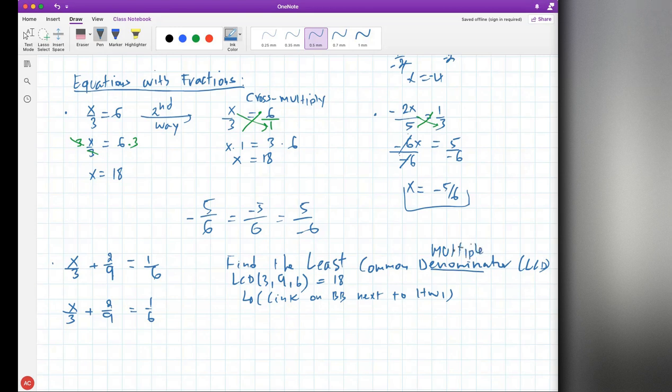Okay, so it's different. We need some number that we could divide all these numbers, right? The number that can be divided by all of these, or all these can go into. So again, everybody watch this.